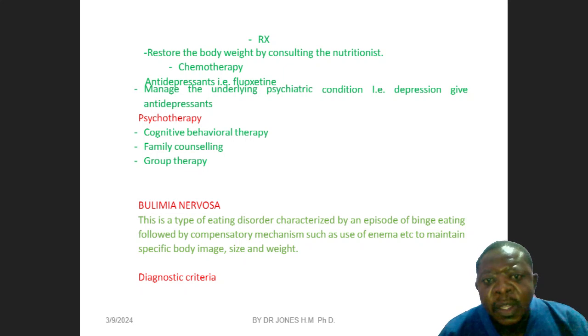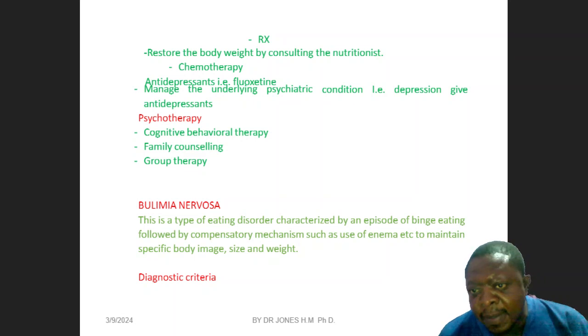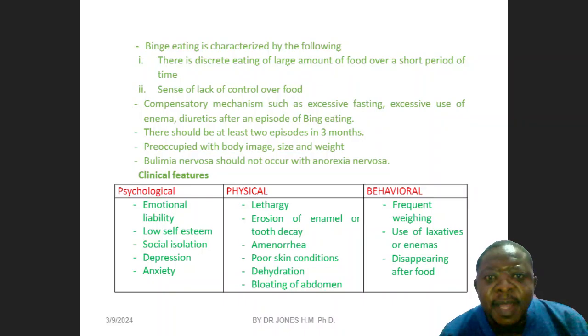So this is a type of eating disorder that is characterized by an episode of binge eating followed by compensatory mechanisms such as use of enemas. This is to help maintain a specific body image, size, and weight. So the diagnostic criteria for bulimia nervosa includes observing a person who eats a lot.